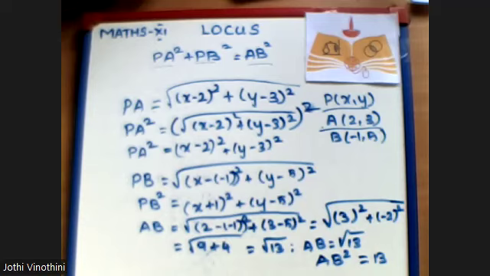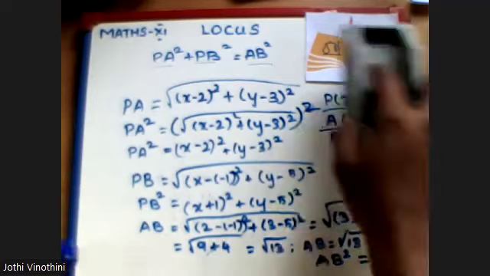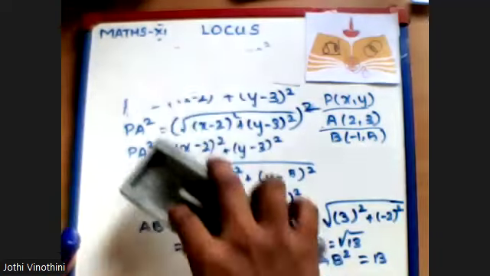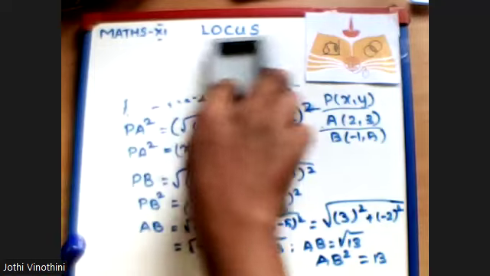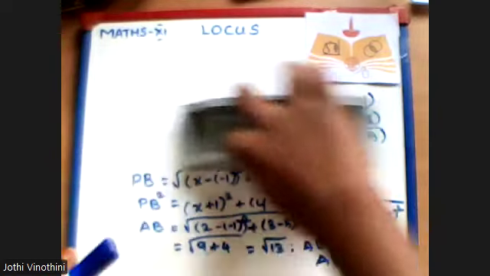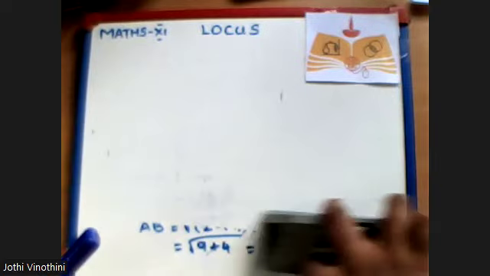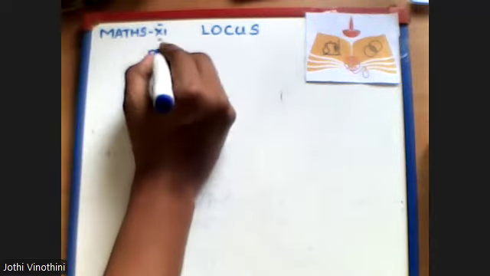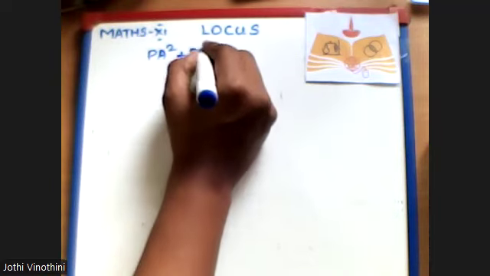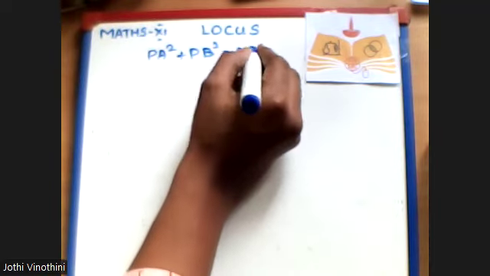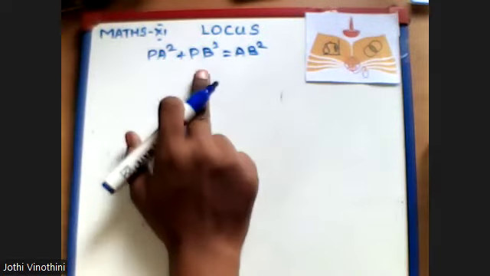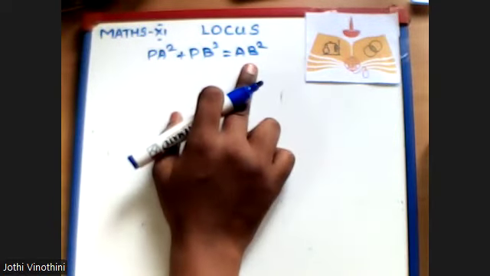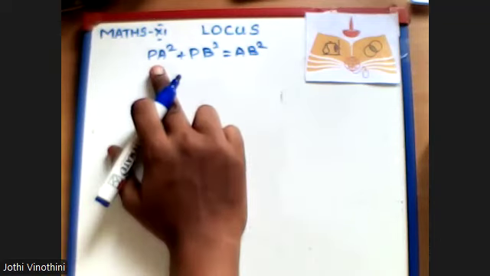I hope you all copied this. Shall I rub it? Okay, I will. Now we have the answers for PA squared plus PB squared plus AB squared. So PA squared plus PB squared is equals AB squared. So now we have all the answers for these terms. Shall we substitute those answers here?